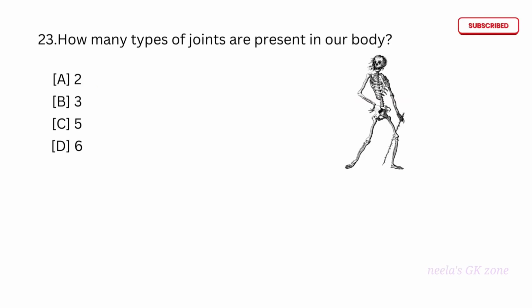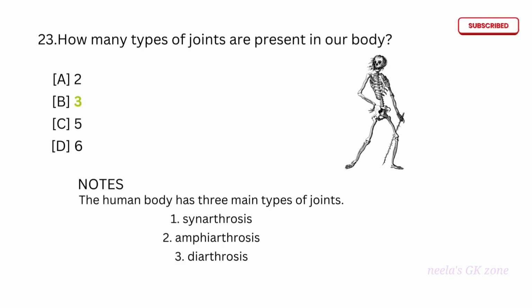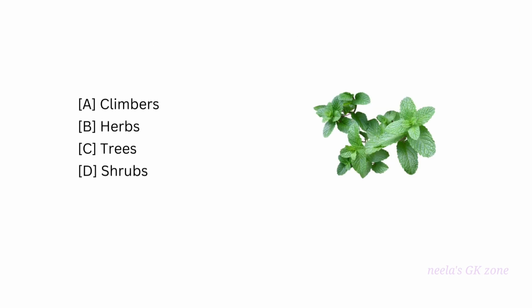And the next question is: how many types of joints are present in our body? Options are 2, 3, 5, 6. The human body has 3 types of joints: synarthrosis, amphiarthrosis, diarthrosis.